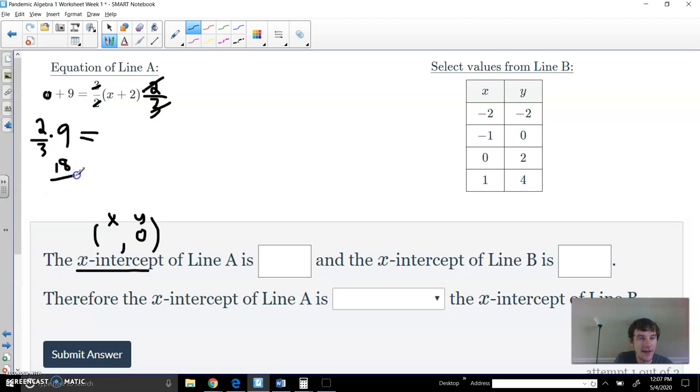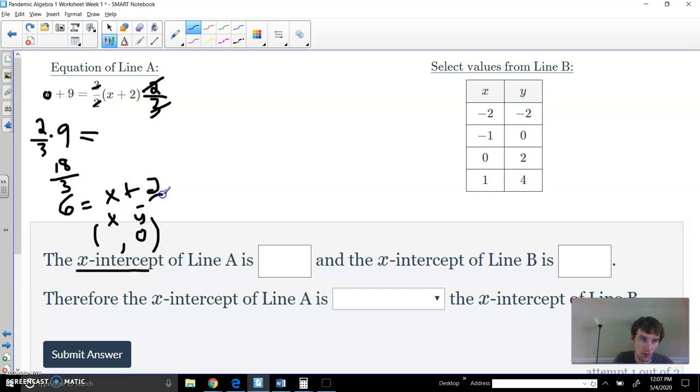And then you have to divide that by 3, making 6. So now I have undone that, and I have x plus 2 that equals 6. And this is a fairly easy question now, because it's like, what number plus 2 is 6? Well, 4. 4 plus 2 is 6.